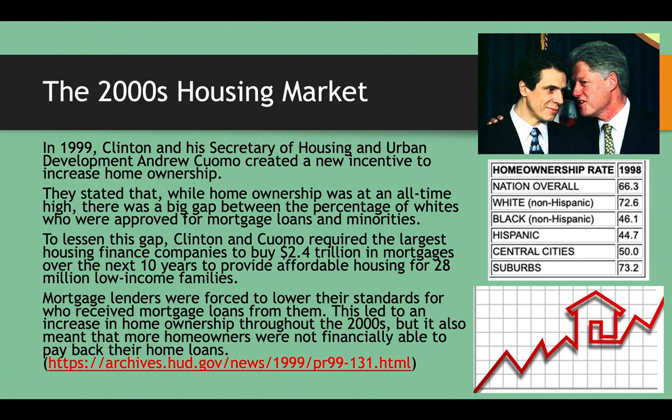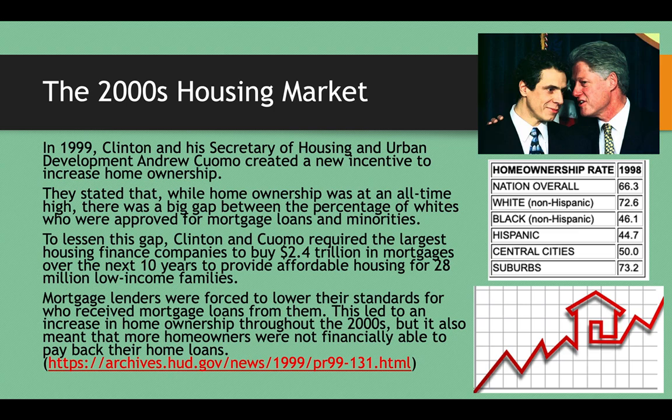Now, mortgage lenders were, as a result of this, forced to lower their standards for those who received mortgage loans from them. For example, it tends to be you have to have a good credit score, you have to have some good money down to pay in order to get a home loan. This lowered all those standards to where you didn't have to have a good credit score, you didn't have to have much money down, and they were giving out home loans to many people of all races, really, who ended up not being able to afford those mortgages and couldn't pay them back.